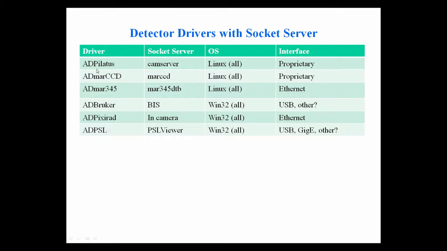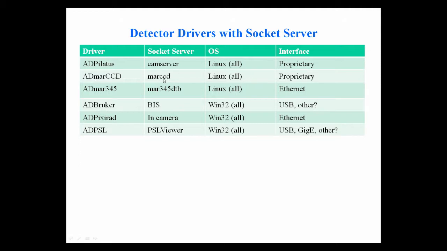So one of them is the Pilatus. They provide a server called Cam Server. And because they're socket servers, of course, in principle they should run on any operating system. But what I've got for the OS here is the OS that the server is running on. So if you wanted to run it on the same machine as the server, which you often do because you want to minimize the network traffic, particularly if you're sending images, then this is the OS that you would use to do that. That's a proprietary interface, the MarCCD.